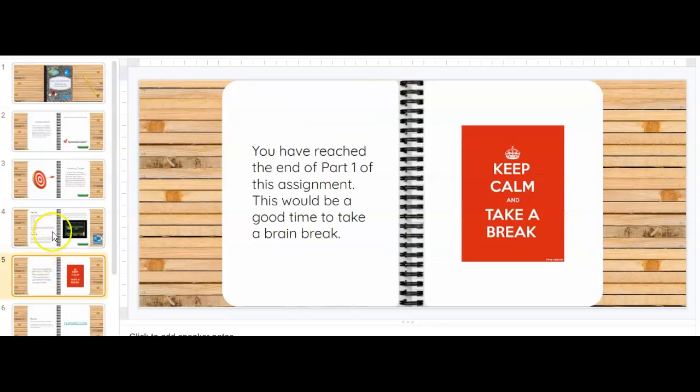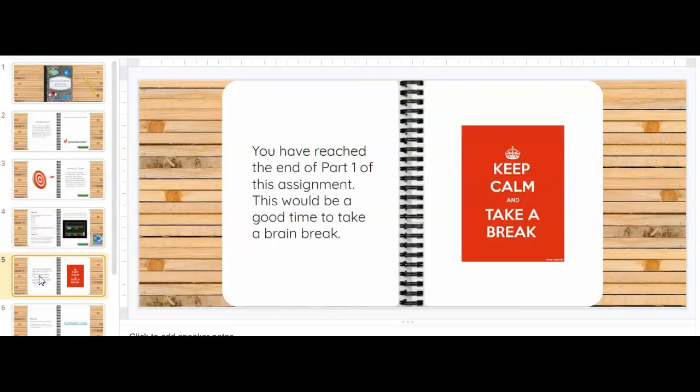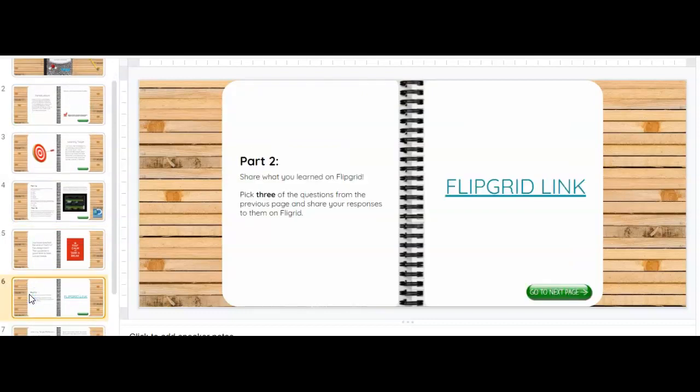Here again, if you want to watch that video, it'll show you exactly how to look up the words. When you get done with that, maybe that's a good time to take a brain break. You've reached the end of part 1 of the assignment. Maybe take a break. When you come back from your break, just head to part 2.